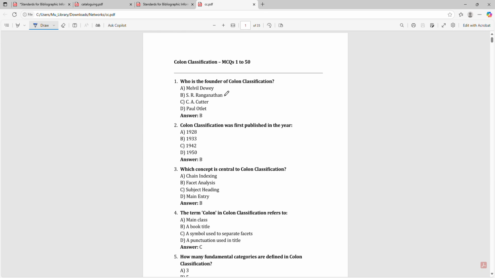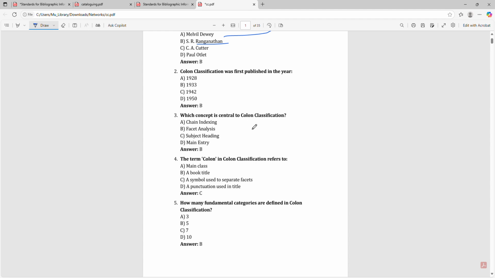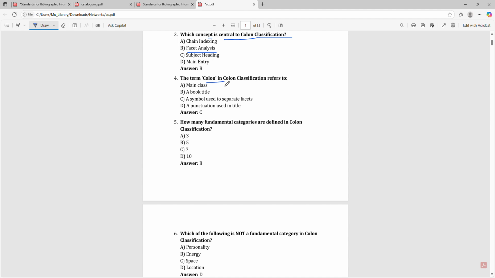Who is the founder of colon classification? S.R. Ranganathan. Colon classification was first published in 1933. Which concept is central to the CC? Facet analysis. The term colon in colon classification refers to a symbol used to separate facets.